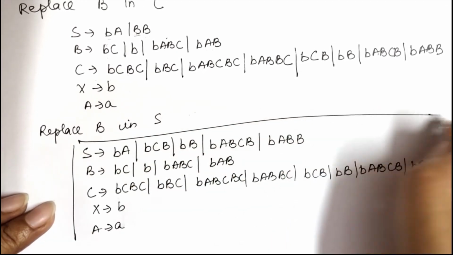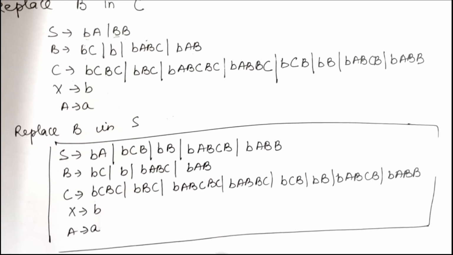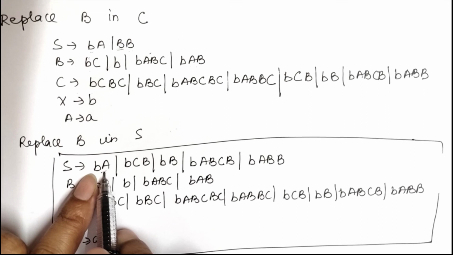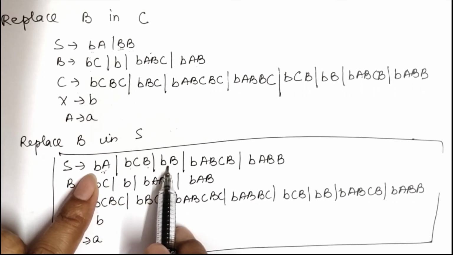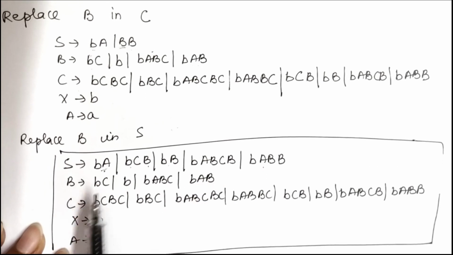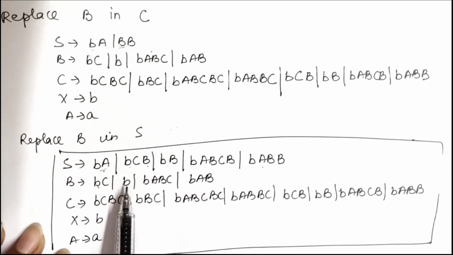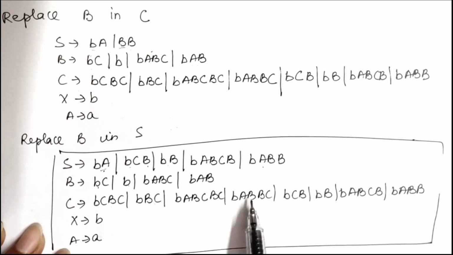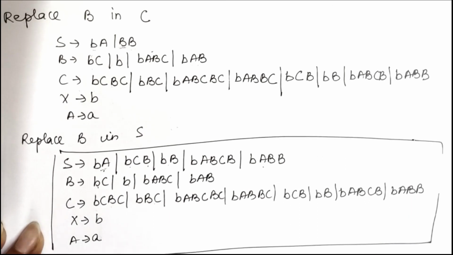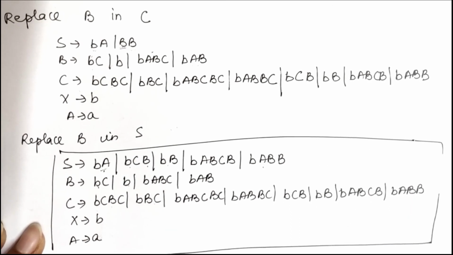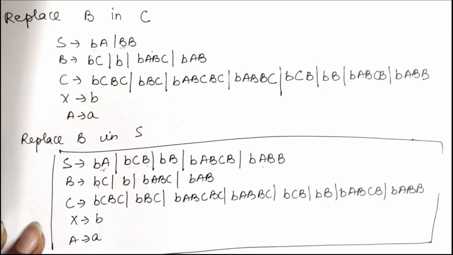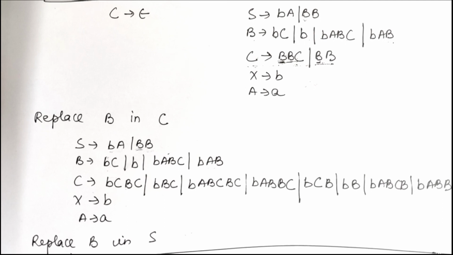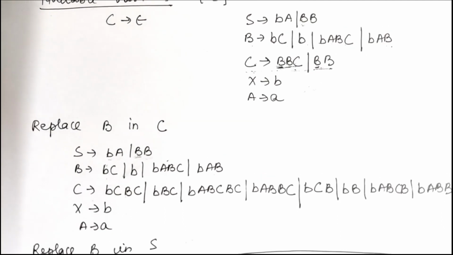So this is the final answer, or final grammar, which is in the GNF form. Check one by one. This is the first condition, this is the second, and so on; the remaining ones satisfy the second condition, and the last two satisfy the first condition. So all the grammar must satisfy one of the conditions of GNF. So this is how we convert a context-free grammar into Greibach normal form.